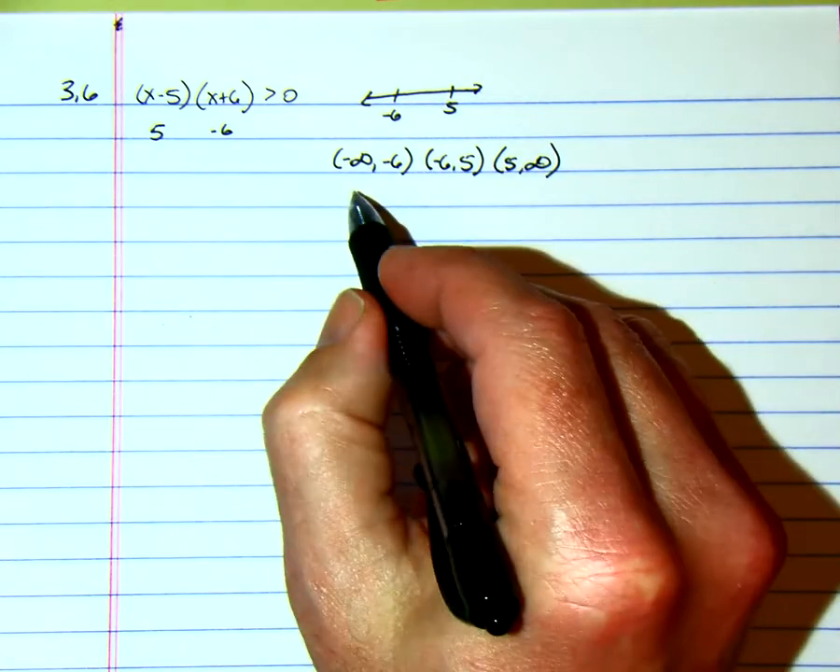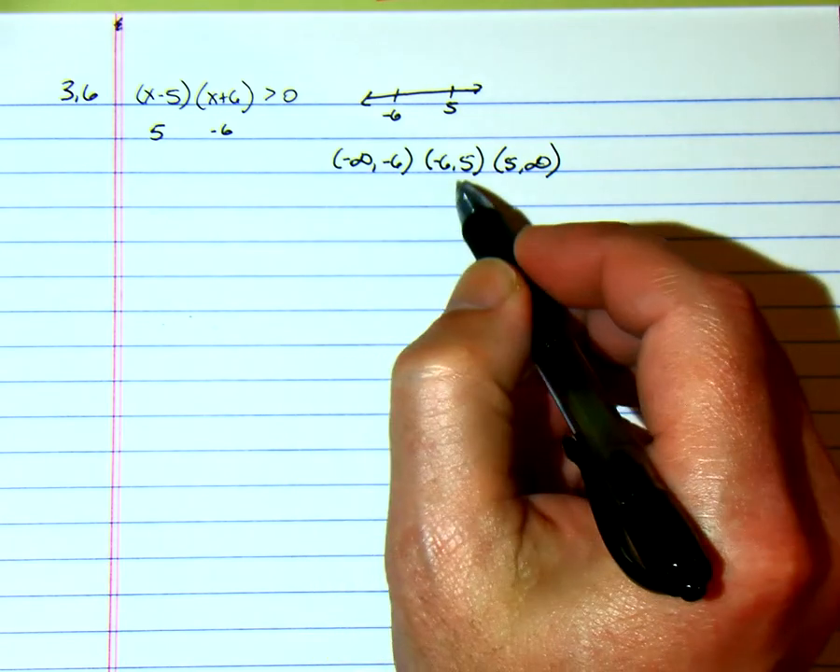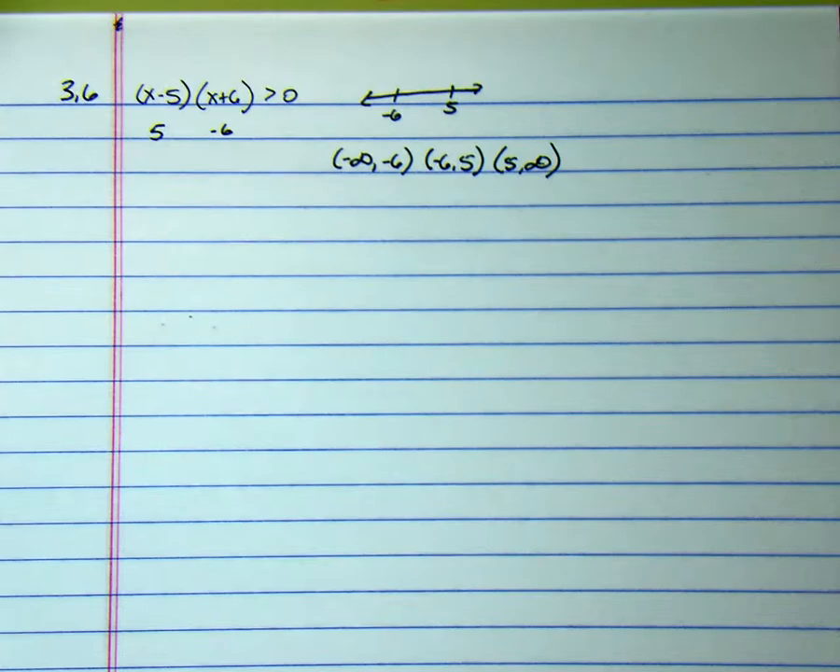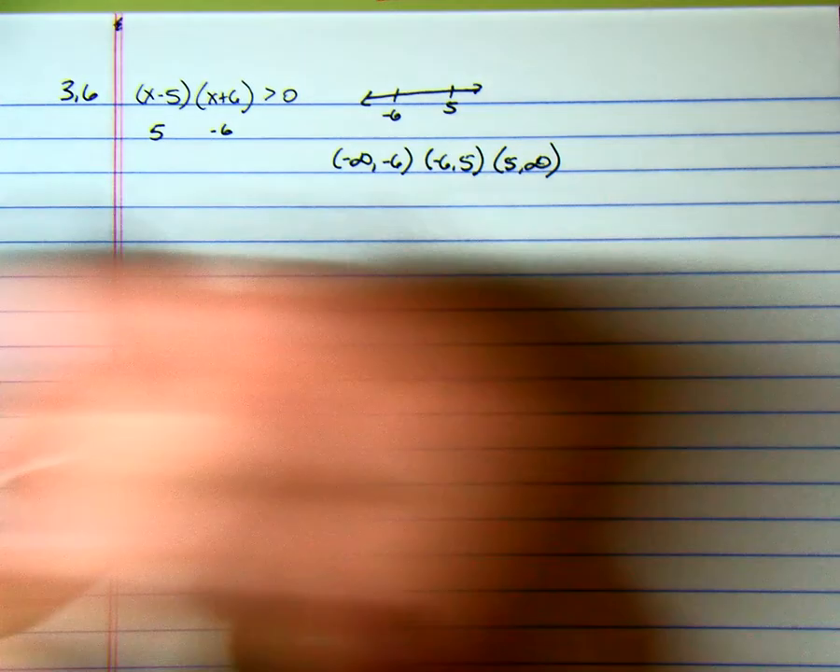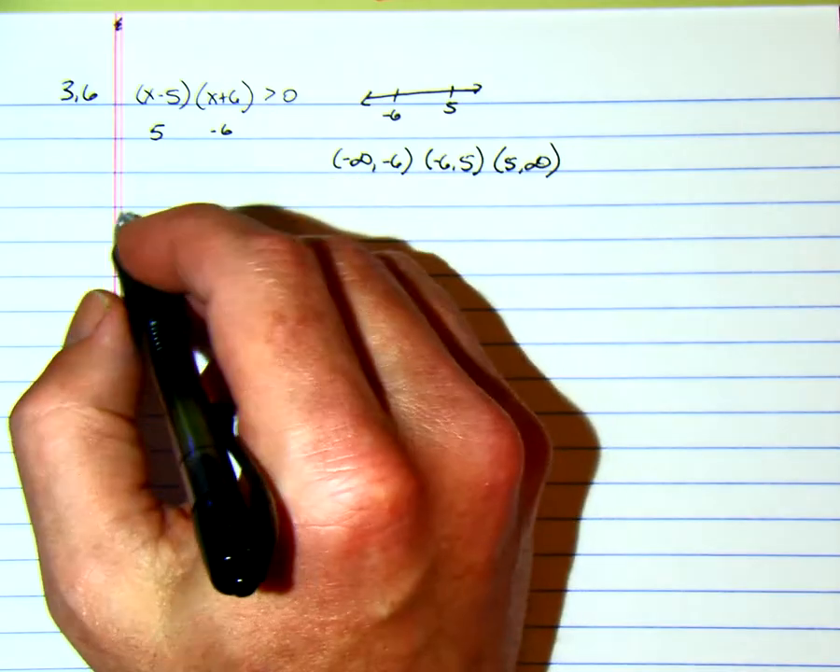Any of these intervals could be solutions for this polynomial. So now we have to figure out which ones are the solutions to the polynomial. And that's when we're going to go back to a sign test, which we did in our last section.